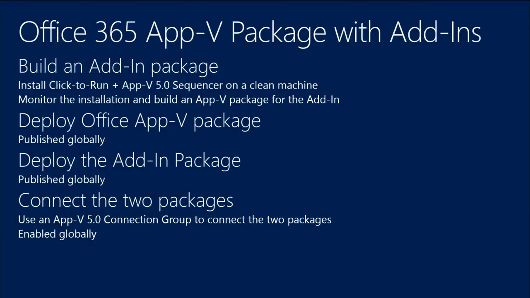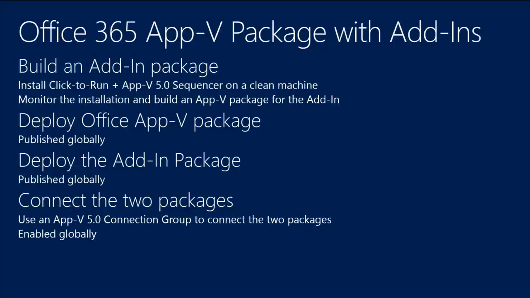And so in order to create an Office add-in for your App-V package of Office 365, you need to go and install the sequencer on your machine and follow best practices of sequencing. And also you need to install Office Click-to-Run. That's going to serve as the baseline for your sequencing of any add-ins that you have. So you'll have your sequencer, you'll have the Office 365 Click-to-Run deployed on your machine.